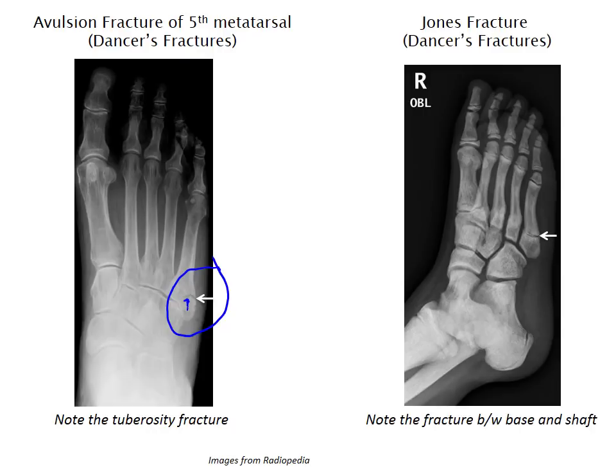Conversely, a Jones fracture occurs at the junction of the shaft and the base of the fifth metatarsal. So this whole area is the base. This, of course, is the shaft. So we have a fracture between the shaft and the base of that fifth metatarsal. This commonly occurs when landing onto the lateral foot, and sometimes also during dancing or other movements where one is plantar flexed and then that individual loses control and then lands onto this area, thus fracturing it.